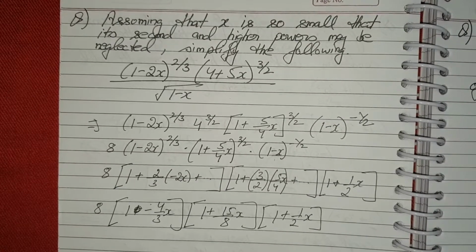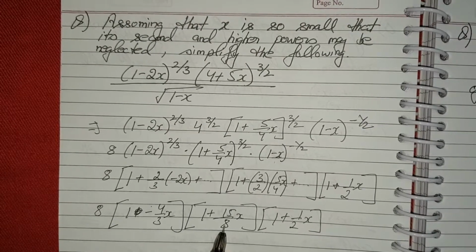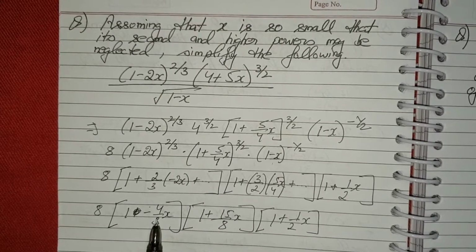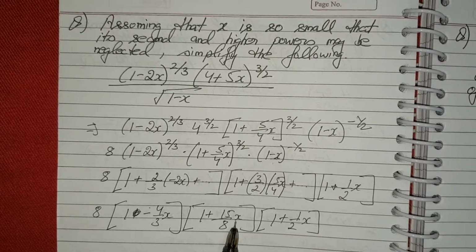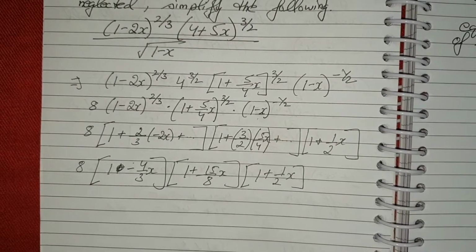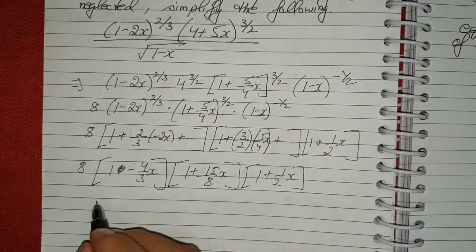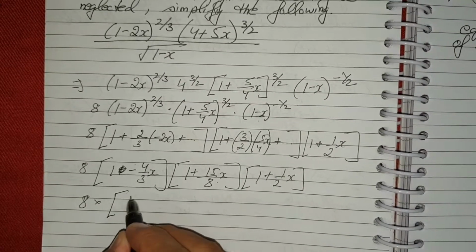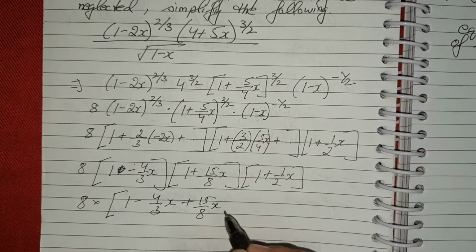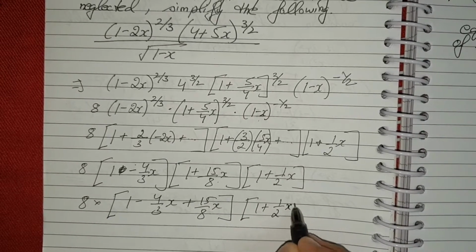Now see, when we are multiplying these two terms, you get this times this, then this times this, as well as this times this. So this will involve the power of x square, and it's already told that higher powers of x square are neglected. So basically when you multiply this and this, what you get is 1 minus 4 by 3x plus 15 by 8x, because the x square term will be neglected, and this is 1 plus half x.